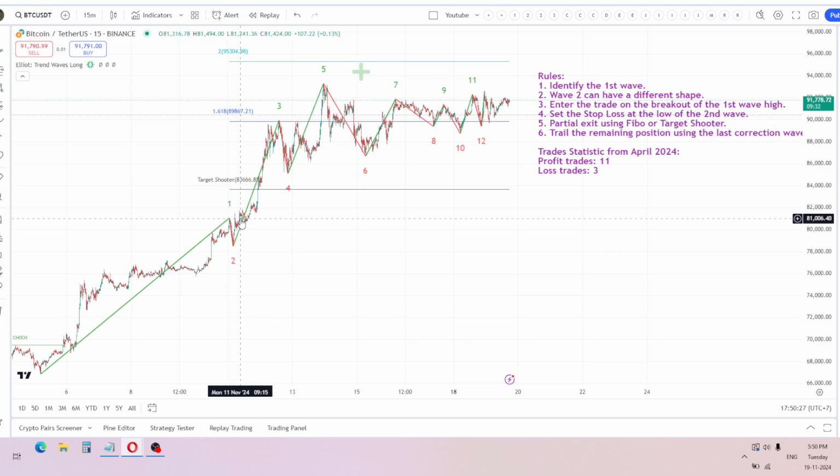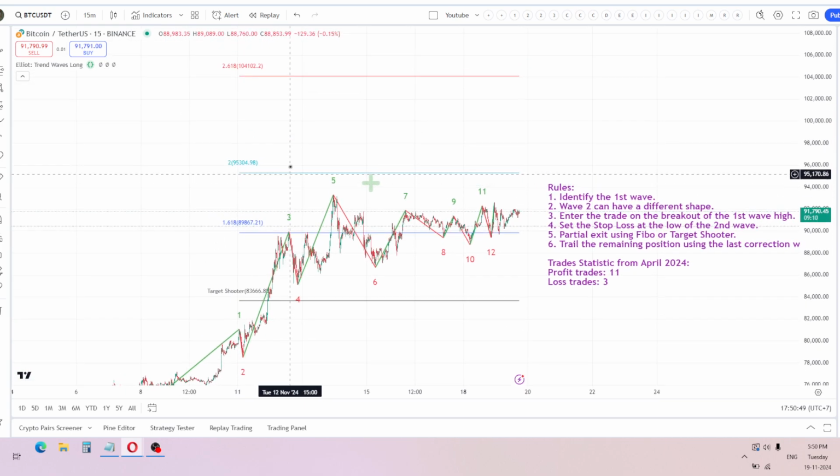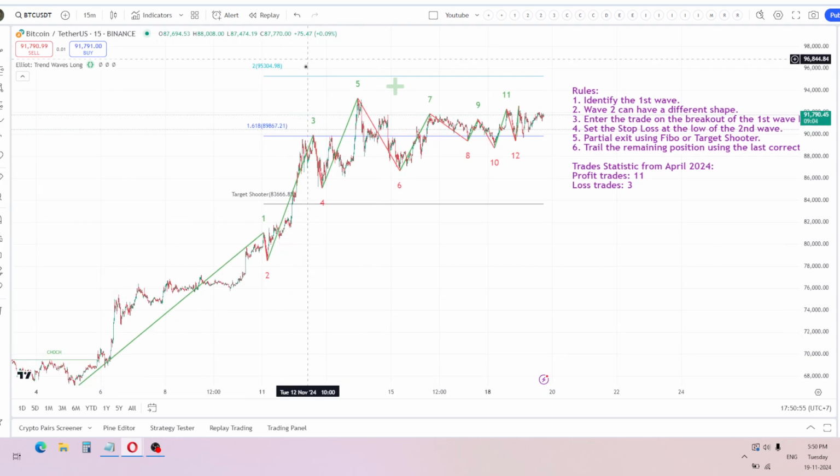As you can see, we make entry on a breakout of the first wave, stop loss on the second wave, and then we have some goals, some targets for profit. These targets, like the blue line, aqua line and others, are calculated by Fibo. It takes the first wave and makes a calculation from this first wave.